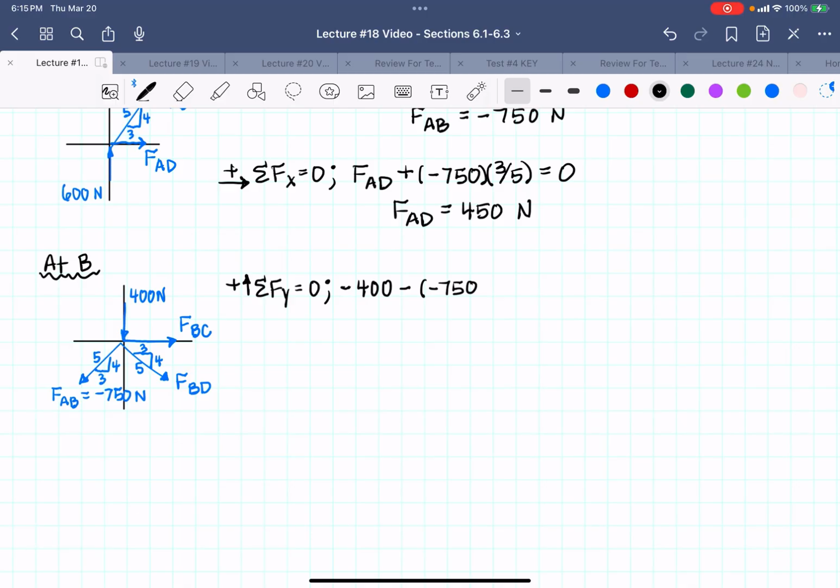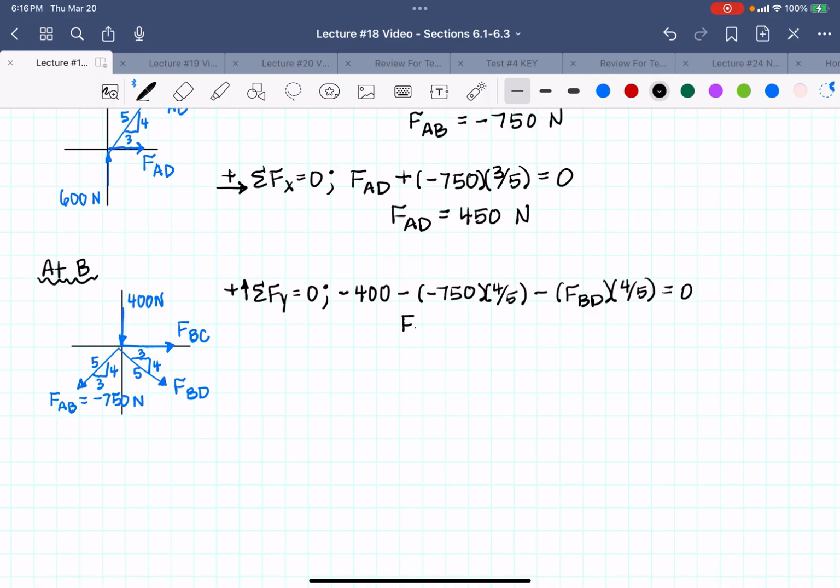So I'm going to have negative 750 times its Y component, which is 4 over 5. And then I'm going to have a negative FBD, I assumed it was in tension, times 4 over 5 as well, equals 0. So I can now solve for FBD, and I get FBD equals 250 newtons. So it is positive, it's in tension.